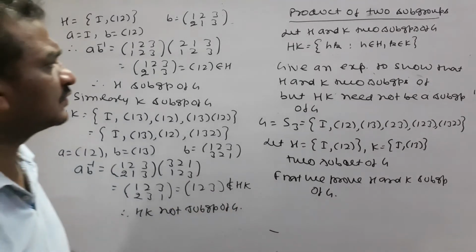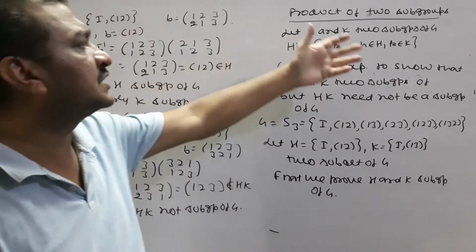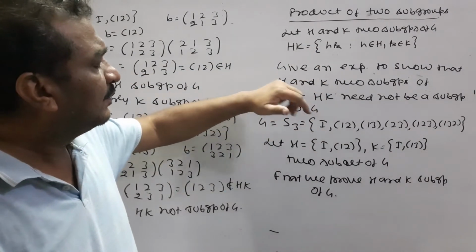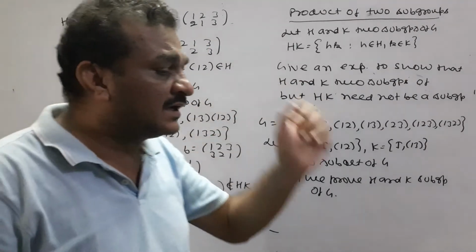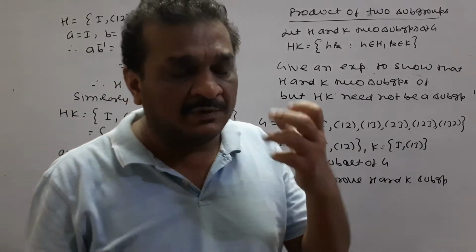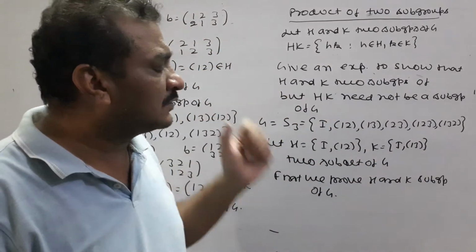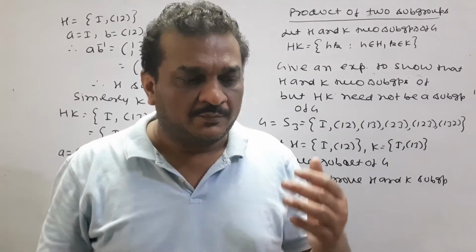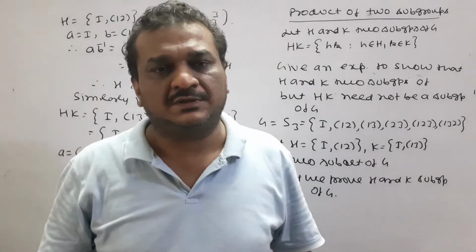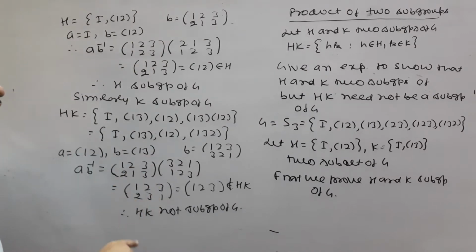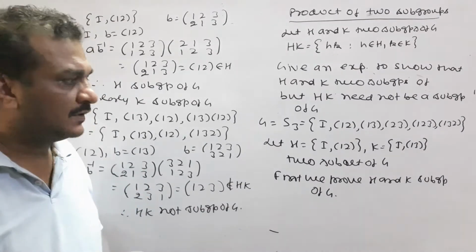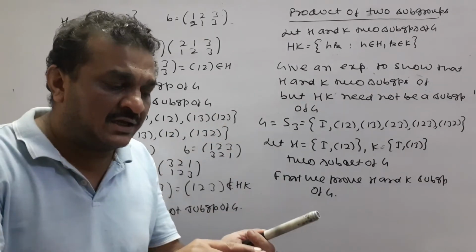So clear, beta, the product of two subgroups. We consider H and K two subgroups, then this one is called the product of two subgroups. I gave an example showing that H and K are two subgroups, but HK need not be a subgroup of G. Now one last theorem we have to do, beta. In the theorem, H and K are two subgroups, and the product HK is also a subgroup if and only if HK equals KH. Beta, the condition is HK equals KH.